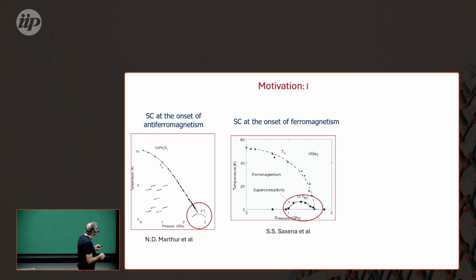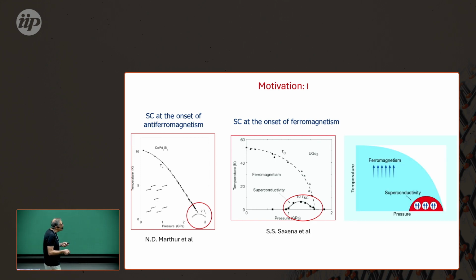But if you look at ferromagnetism, the situation is different, and you see mostly superconductivity inside of a ferromagnet, in uranium germanium 2. There were reports about the same phenomenon in other systems, but they eventually didn't materialize. But still, this is a good example where superconductivity is not symmetric with respect to the point where TC goes to 0. And if you look at this in a cartoonish way, it's actually superconductivity mostly inside ferromagnetic states. So this is one motivation.